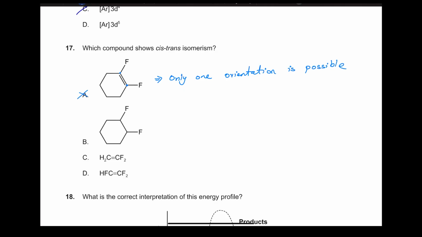Okay. Next, you also have hydrogen atoms connected to these carbons, right? So this cyclohexane ring can show both cis-trans configuration, right? If F is on the same side for both, then it's cis, and if F is on opposite sides, it's trans. So answer would be B.